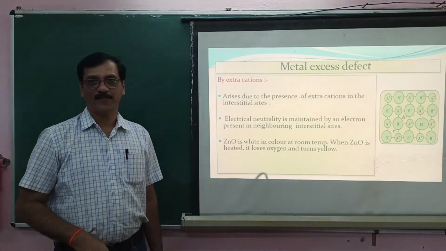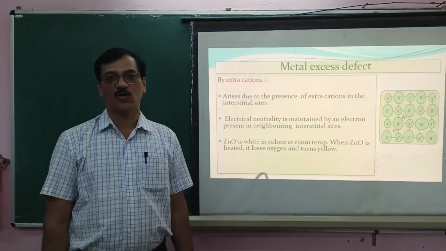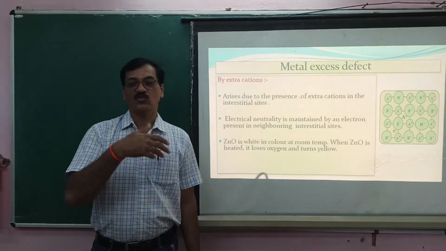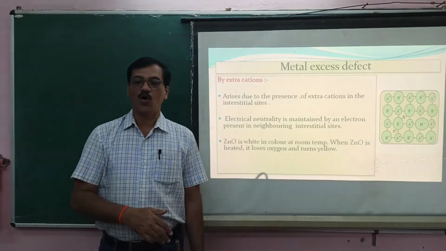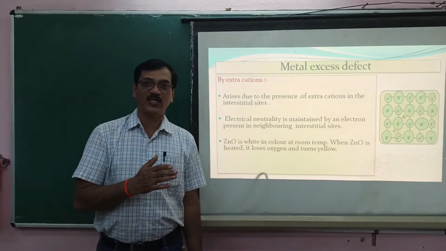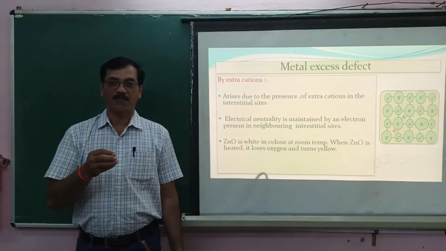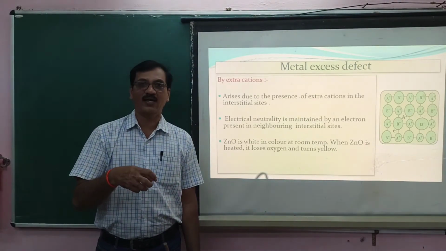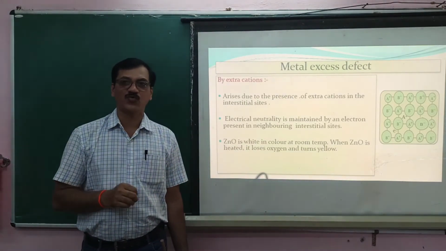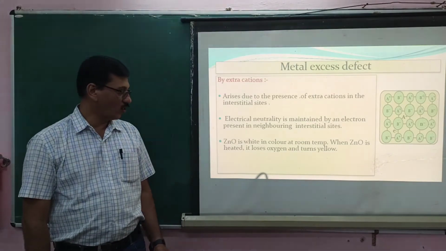Zinc oxide, when it is heated, oxygen atoms combine together and leave away as oxygen molecule, O2 gas, and it leaves electrons in its place, and zinc ions will be more than the oxide ions. Otherwise, in ZnO, the formula of the compound, the number of zinc ions must be equal to the number of oxide ions. But because the oxygen molecule goes away by taking the oxygen atoms, the places where oxide ions were there, the electrons will be present. So this will give yellow color to the zinc oxide when it is heated. So this is also F center.